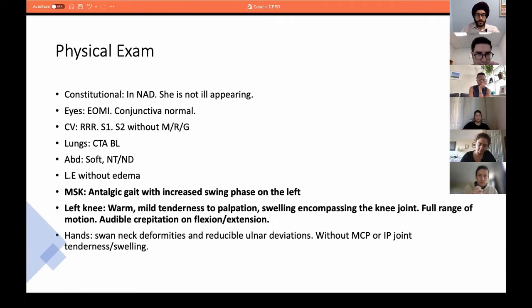On physical exam, the remarkable finding is an antalgic gait with increased swing phase on the left. The left knee was warm, tender to palpation, and also had swelling, very noticeable. Some crepitations on flexion extension. The rest of her joint exam was unremarkable. She had some swan neck deformities which were reducible, but no signs of synovitis.